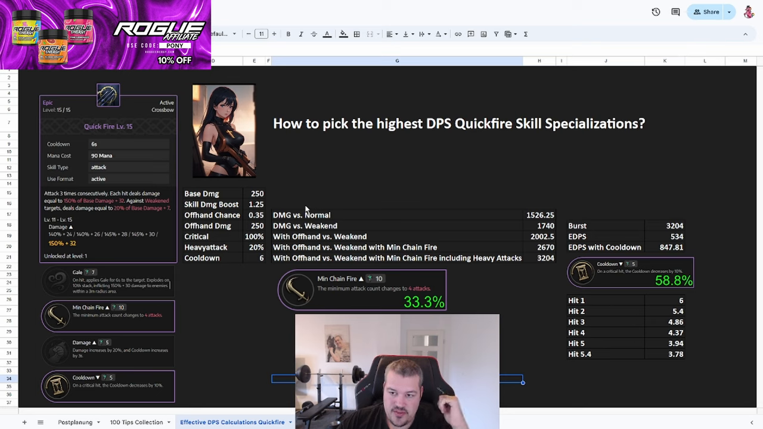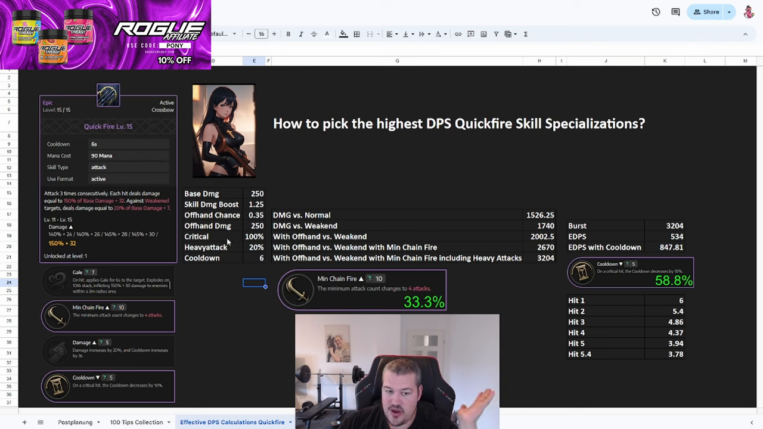So the first thing that you need to do to be able to calculate which specialization is the best is getting the base stats of the character on the board. And what we need to consider here is the base damage that the weapon has. We need to consider the skill damage boost, that is a direct multiplier. Since we are using a crossbow, we also have to check for the offhand attack chance of the weapon. Also, then we need to have the offhand damage.